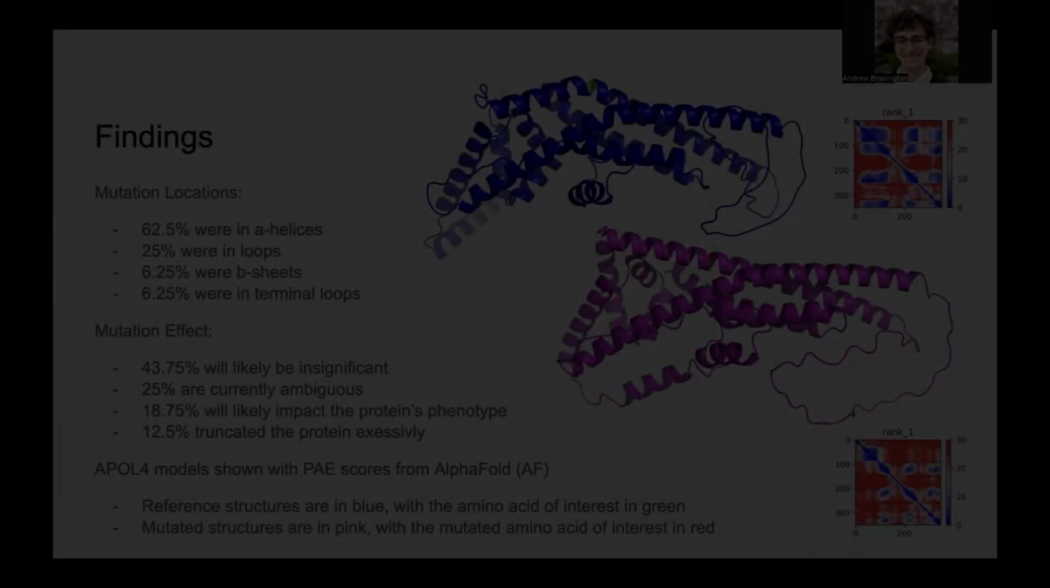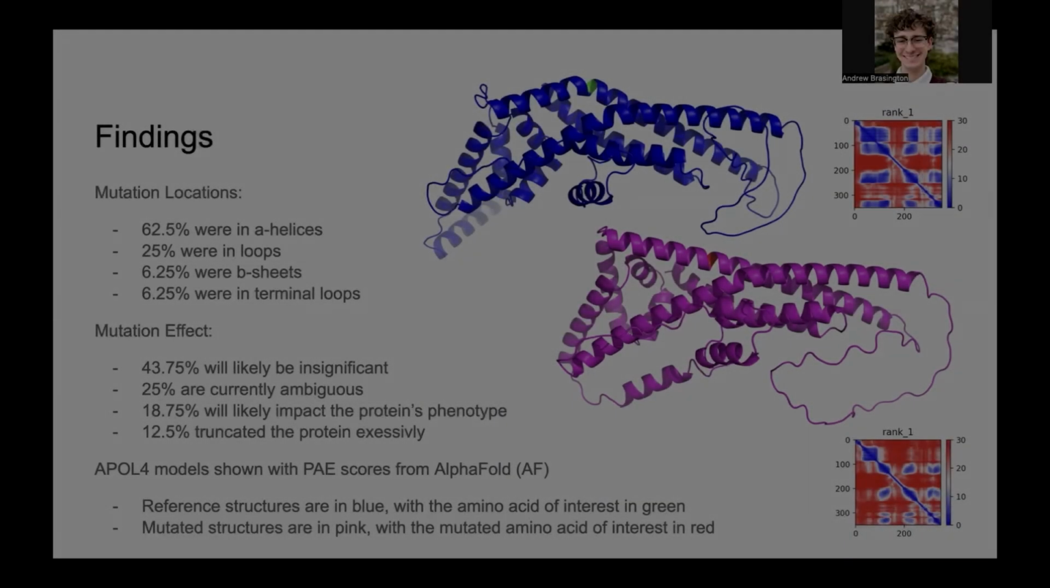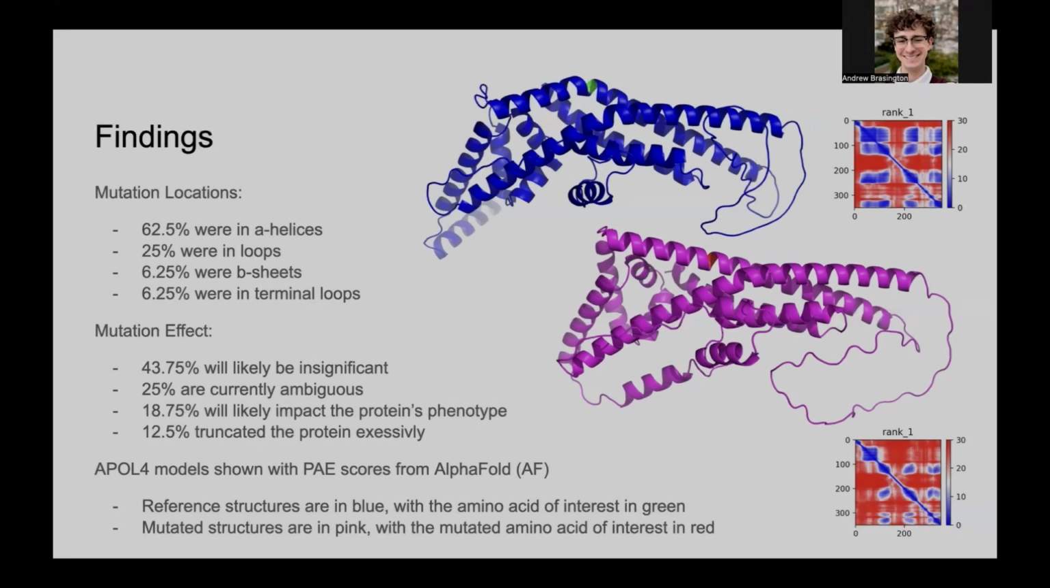After selecting 16 variants for further analysis, we used AlphaFold to generate structural models of the reference protein in blue and mutant proteins in pink for a total of 32 structures. Analyzing them revealed that a majority of the mutations were found in alpha helices, and a majority of the mutations likely have minimal effects due to relatively undisturbed biochemical properties.